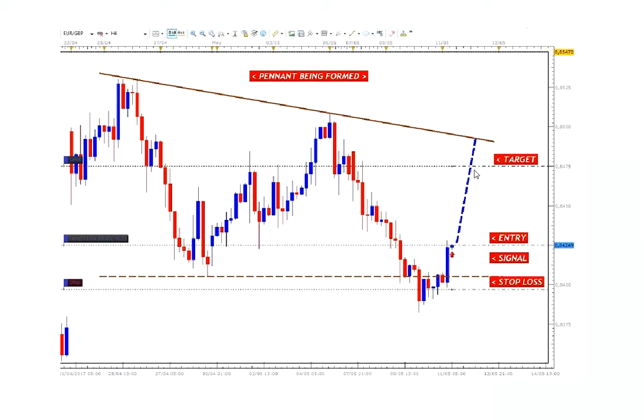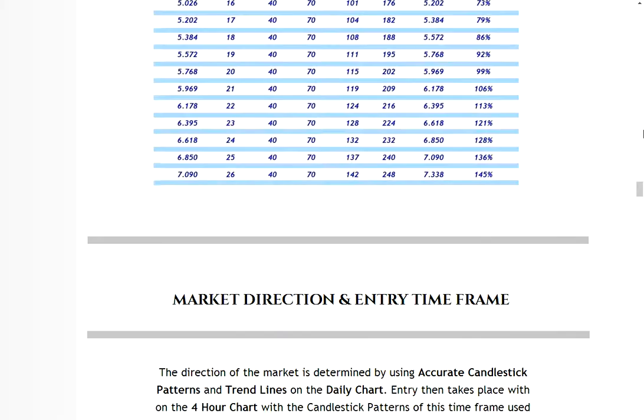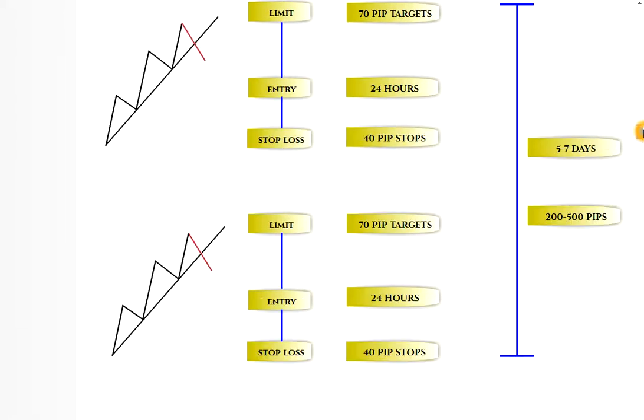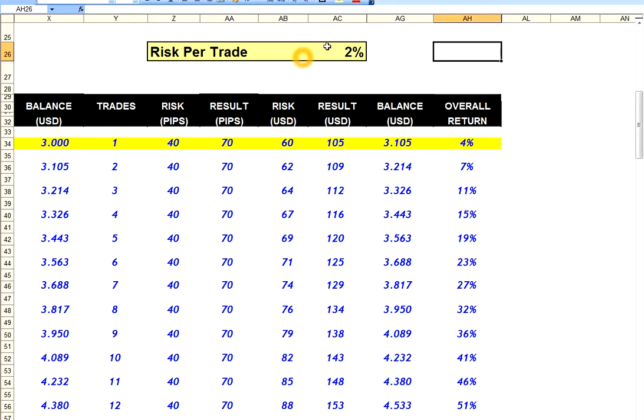Now you may be wondering, why is it that we are aiming for 50 pips when the trading strategy is to aim for 70 pips? As you can see here in the section where I describe the trading strategy, the main aim of the strategy is to capture 70 pips using stop losses of 40 pips. Now what this means in terms of percentage returns is that, assuming that you're using an average risk per trade of 2%, a risk of 40 pips and 70 pips would translate into a trading return of 4%.